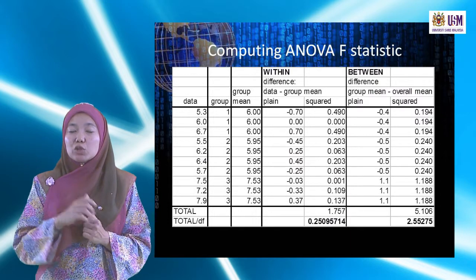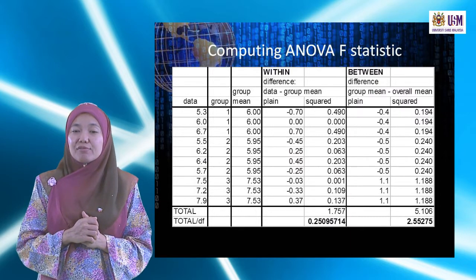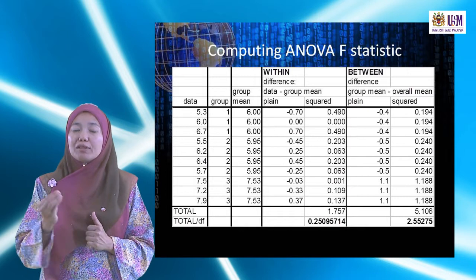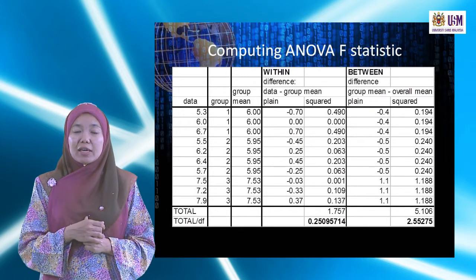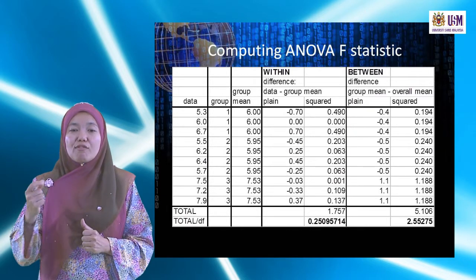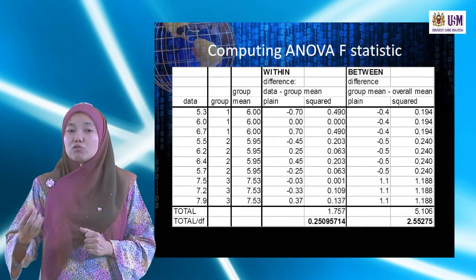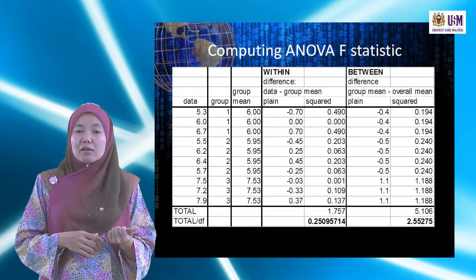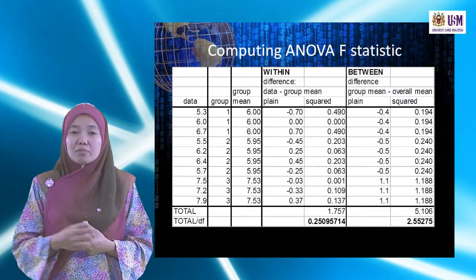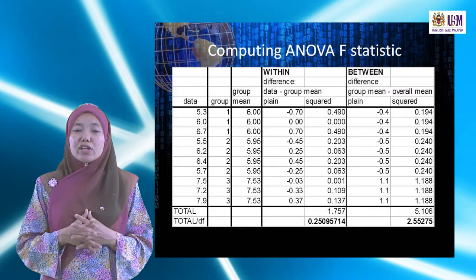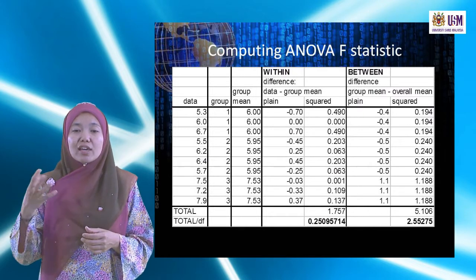Okay, if you take the square of negative 0.7, you lose the negative sign, so you get 0.49. So that is within group variation. Similarly, you do the same for the second observation in group 1. You have 6 minus 6, that is the group mean, so you get a difference of 0. So you square 0, you get 0.